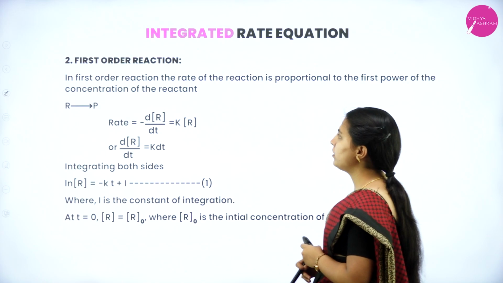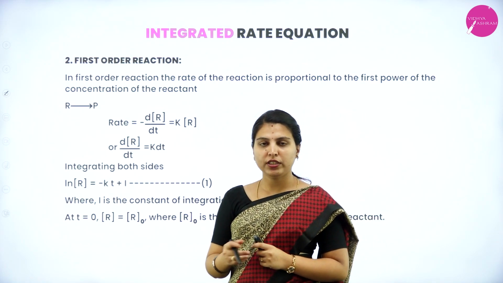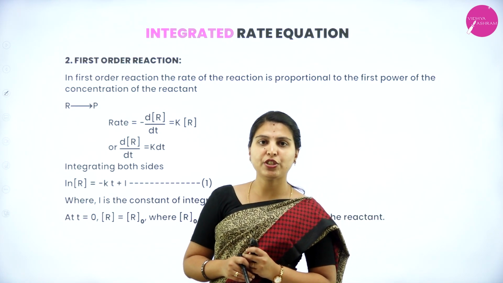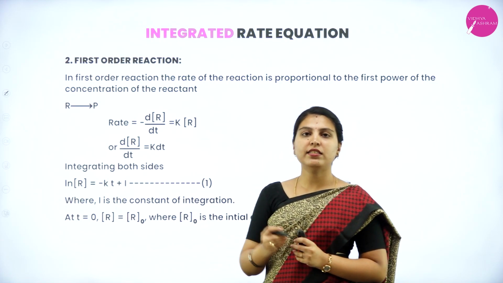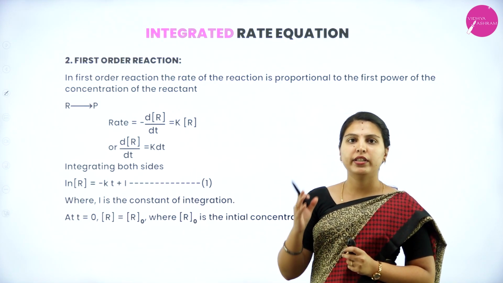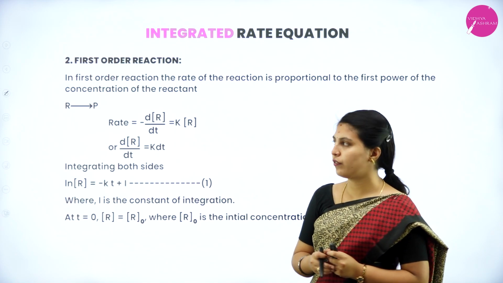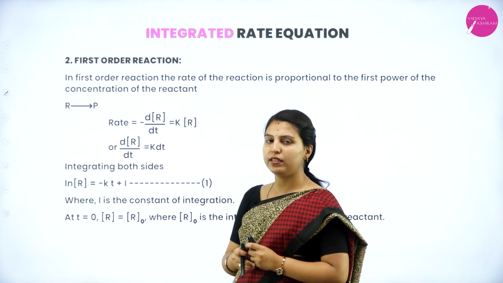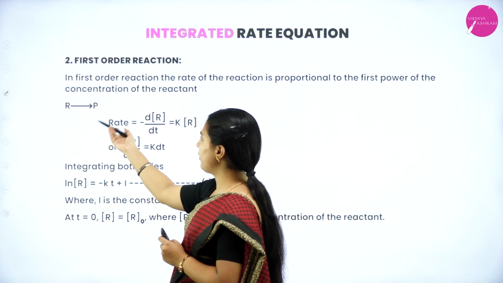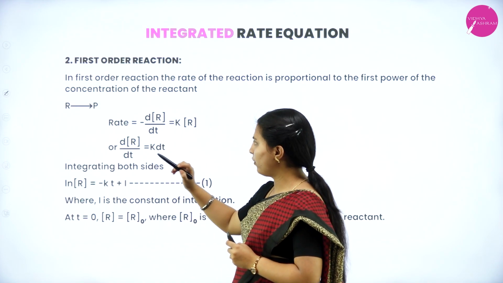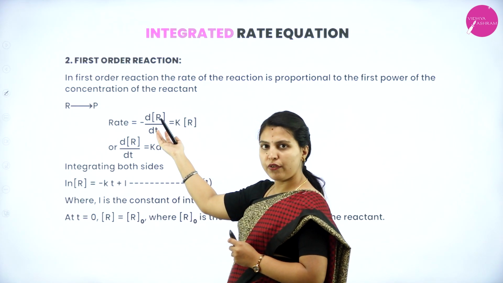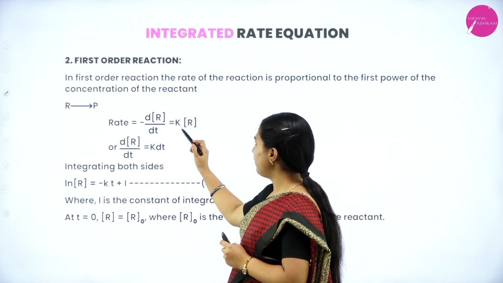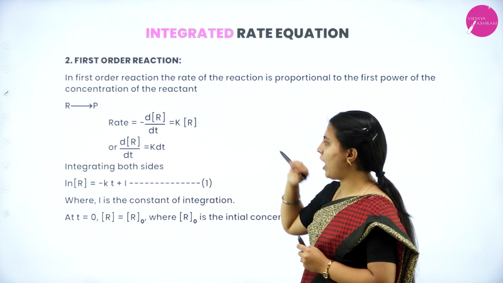Next is the first order reaction. A first order reaction is a reaction in which the rate is directly proportional to the molar concentration of the reactant. If we consider a general reaction, reactant giving product, we know the rate of a reaction is the change in concentration of reactant by time, and rate will be K into [R].